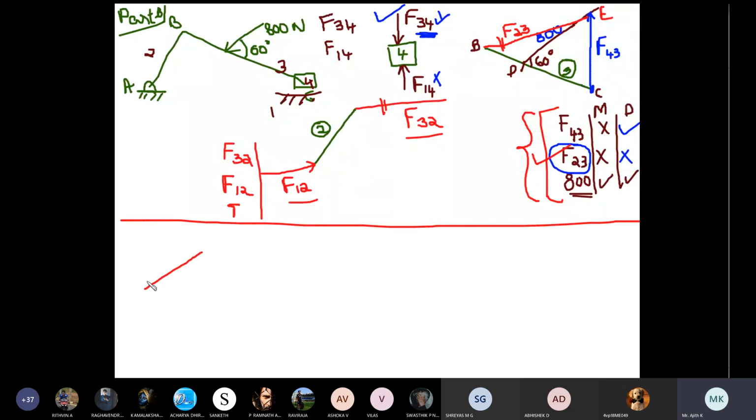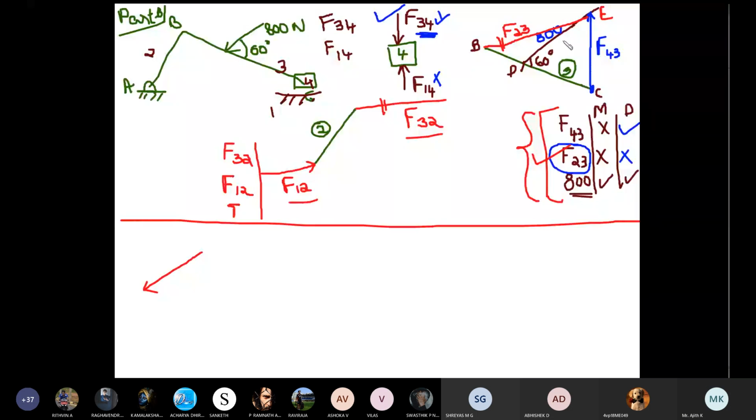So we'll draw a line. 800 Newton is equal to around 4 centimeter. You can take, it's up to you, 200 Newton is equal to 1 centimeter. So 800 Newton will be 4 centimeter. Its magnitude and direction both are known. So that will be the first line. And the second line will go for F23 or F43. It's up to you. You can start with any line.